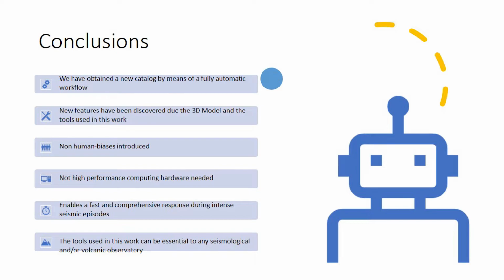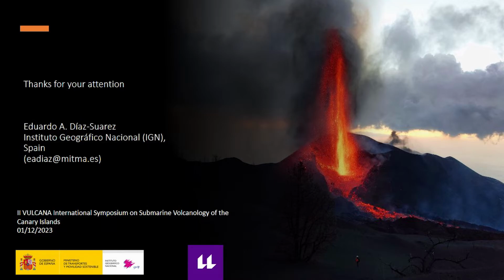Not high performance computing. I made this computing on a laptop like this. And with this information in real time, it can give us a better comprehension of what's happening at the moment, to give information to the civil protection and the people in charge of interpreting it, and can give a faster response. And these kinds of tools can be easily applied in any observatory because we don't need high computer capabilities. So if you have just a laptop, you can perform this kind of analysis. So that's all. Thank you for having me here.